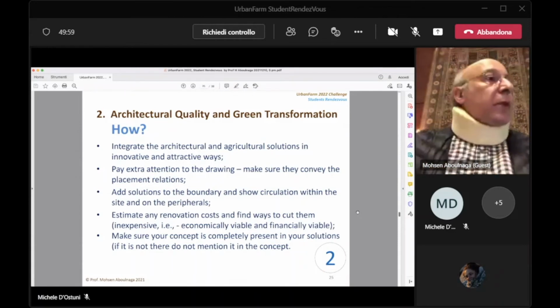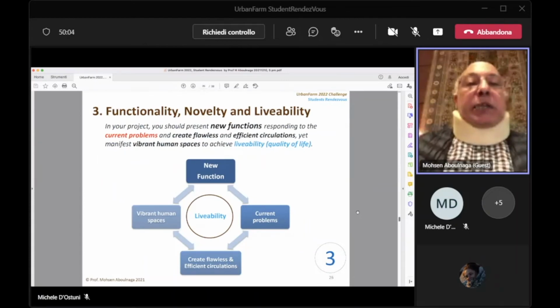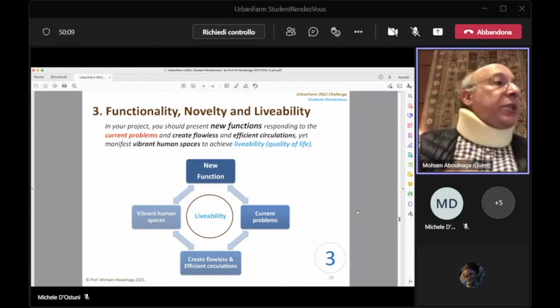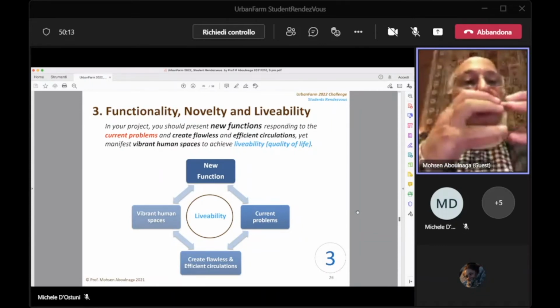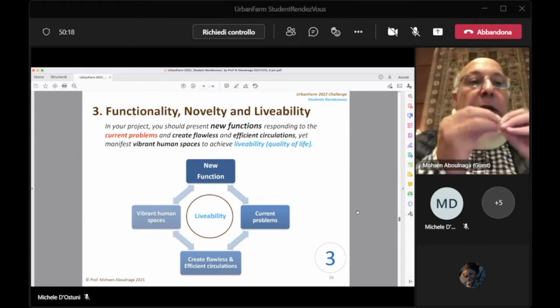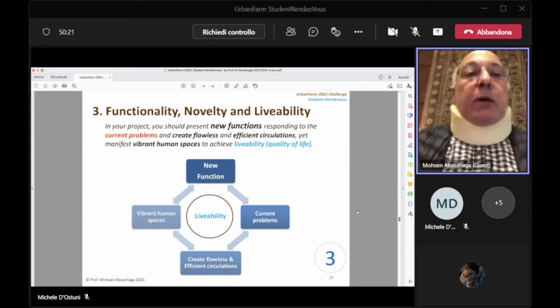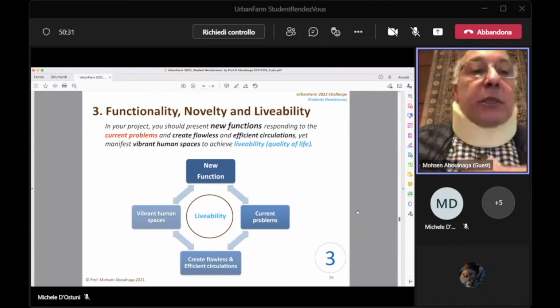Next. In terms of point number 3, functionality, novelty, and livability, in your project you should present new functions responding to the current problems. You have problems and you have functions. How to integrate and relate these functions to the problems, that's very important, and how you solve them. Also create flawless, efficient circulation. You need to think deeply about how you can create effective circulation in the age of COVID-19.